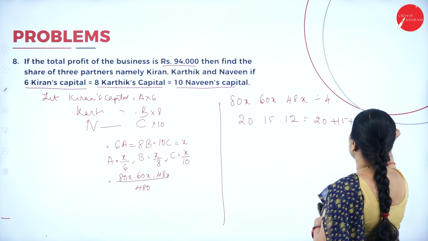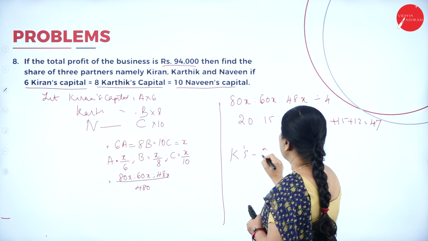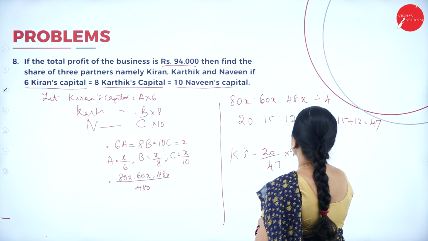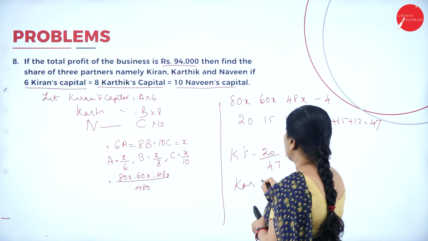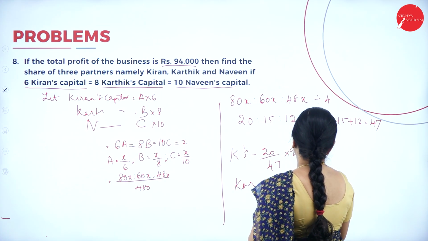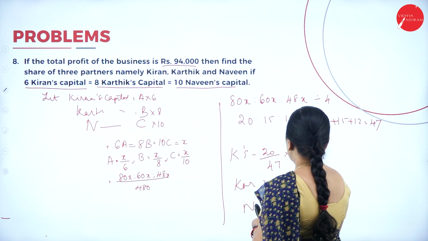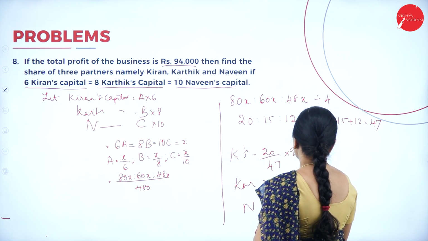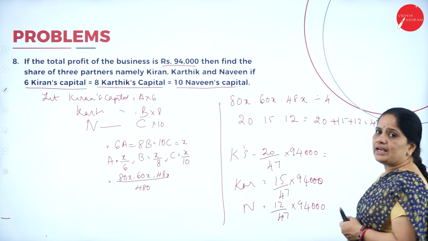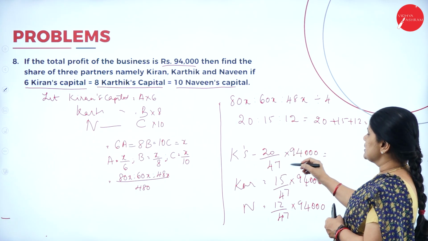So, this is equal to 47, and in this Kiran's share will be 20 by 47 into 94,000. Then Karthik's share will be 15 by 47 into 94,000. Then Naveen's share will be 12 by 47 into 94,000.